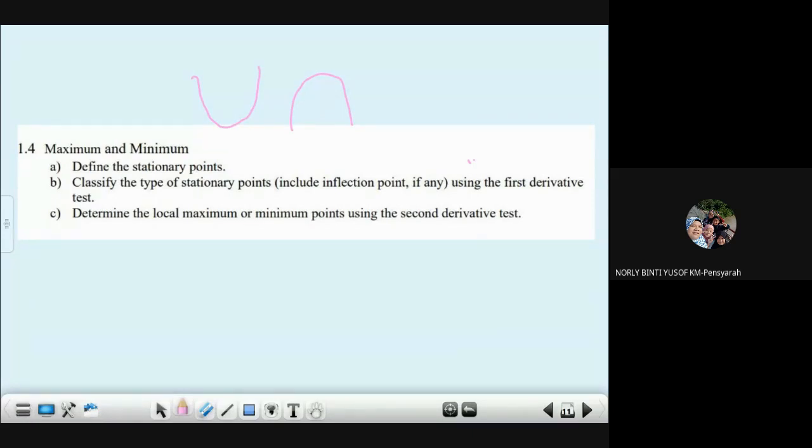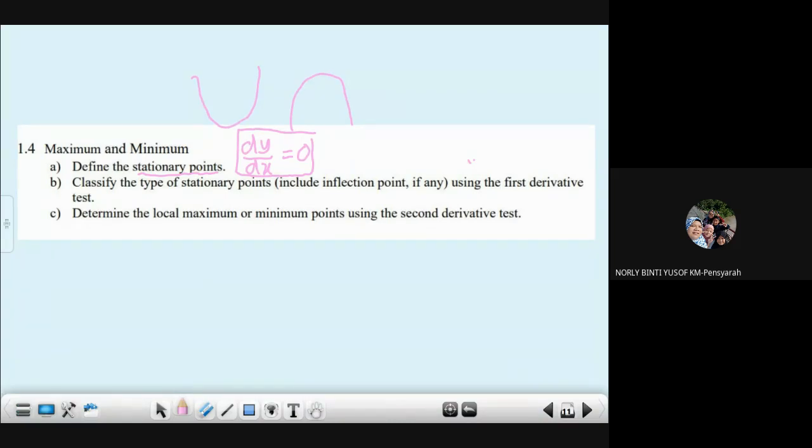Okay, so define the stationary point. Define the stationary point. Kalau for those yang ambil MAT, dia tahulah konsep of stationary point. First order, that means you differentiate the first order, that is dy dx. The first order must be equals to 0. That is the concept of stationary point. So define the stationary point lah.